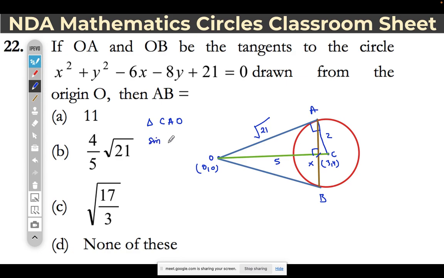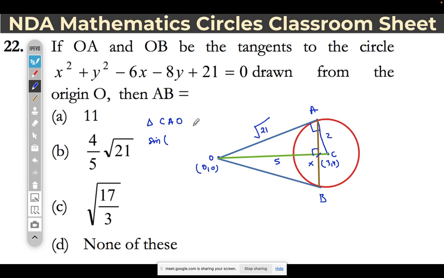Sir, how come the 5 radius 0 to C? What 5 radius? Sir, how come this 5, 0 to C? Distance between 0 comma 0 and 3 comma 4. Yes or no? Okay, sir. Very good. Relax. Feel free to ask doubt anyway. Back to agenda.